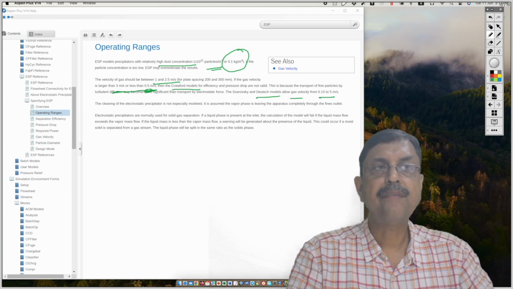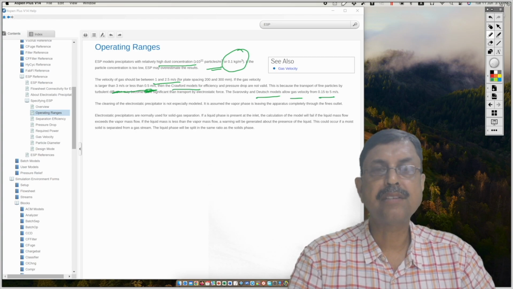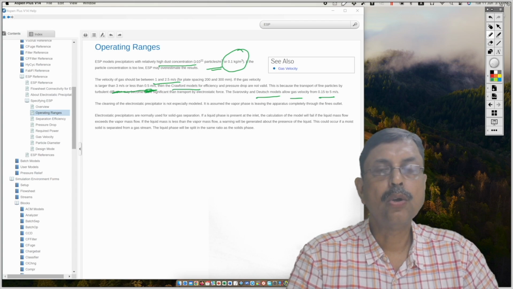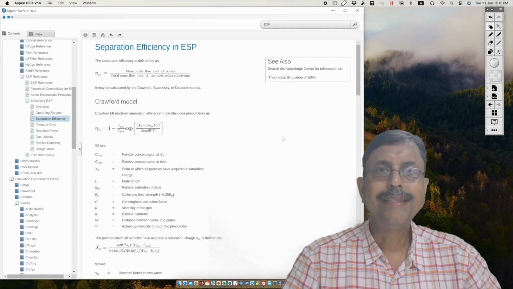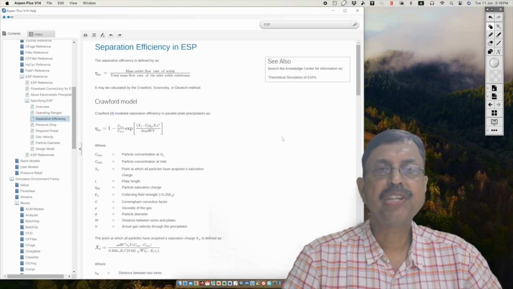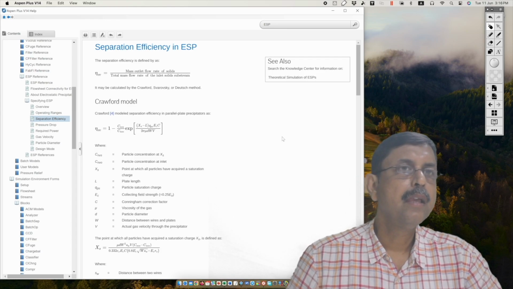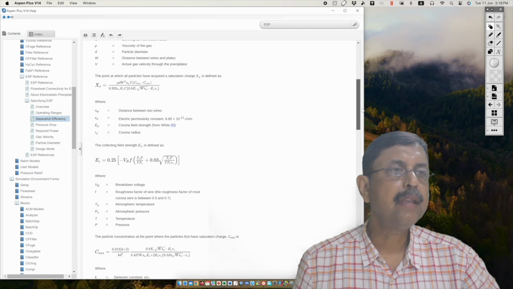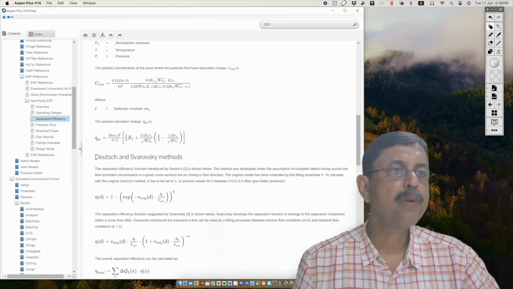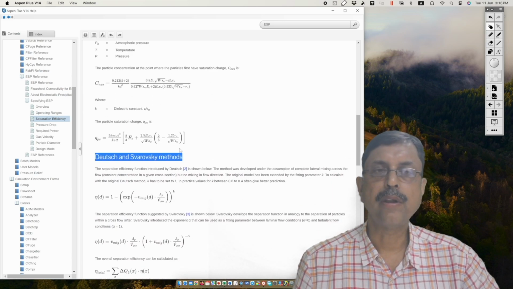So you have to see what is the gas velocity of your system. Based on that, you have to choose the separation efficiency model. Now, these are the separation efficiency models which can be used for an electrostatic precipitator. There are mainly three types of model. One is the Crawford model, and then we have the Deutsch model and the Swarovski model.